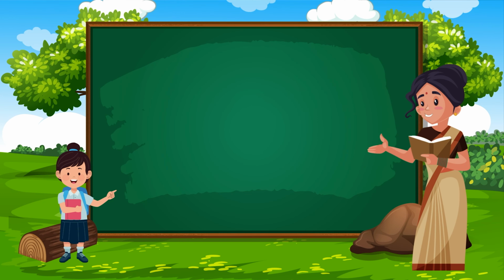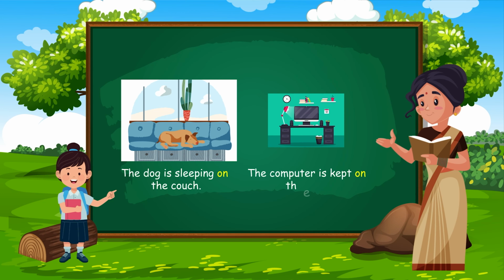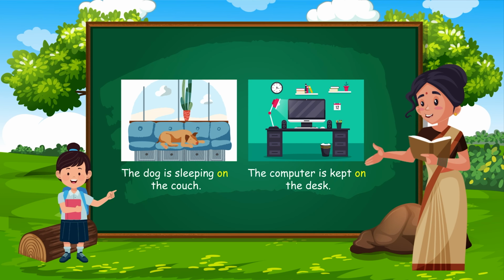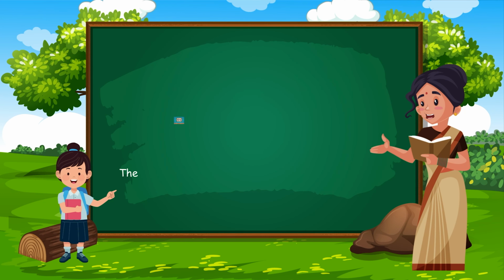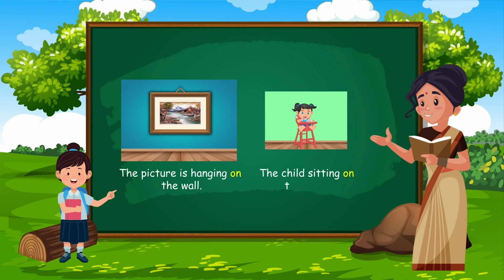We'll move on to the other examples. The dog is sleeping on the couch. The dog is in the horizontal position and is stationary and touches the couch. So we use the preposition on. The computer is kept on the desk. As we know, the computer is stationary and it touches the table. So we use the preposition on. The picture is hanging on the wall. The child is sitting on the chair.